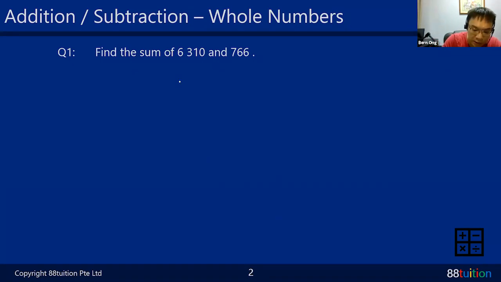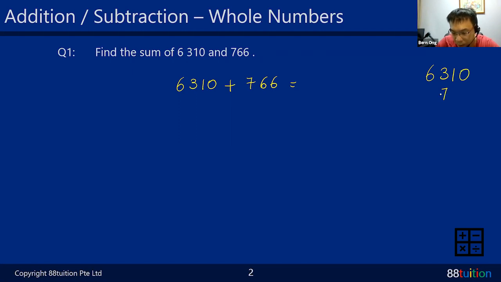Usually I'll write out my statement down here first. 6310, what do you do? Sum means what? The meaning of sum means you have to plus. So 6,310 plus 766. Then you go to your working corner and you do your addition. Can? I did say just now already, plus, minus, times, divide cannot make a mistake. Zero error. Hey, somebody wrote 7,376.